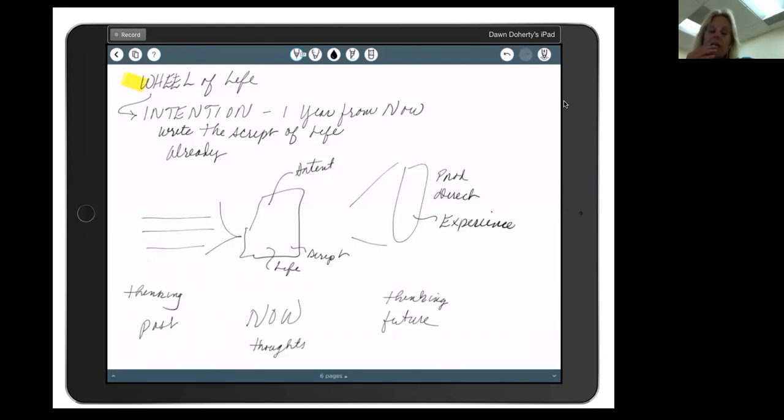Yes. And it helps you be clear. It helps you get your intention together. It helps you live in your script of life. And I'm experiencing it on a very high level right now.